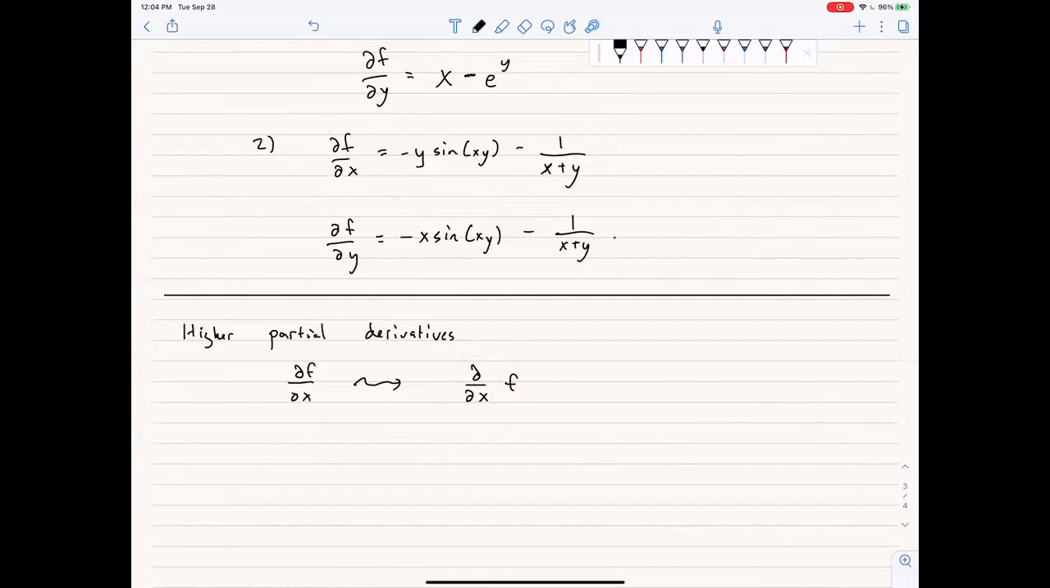When you write it that way, you'll get a better sense of the order. You start with a function and then you hit it with del del x, a first partial with respect to x. And if you do that once, you can do it twice. So now if I consider del squared f del y del x, what is that? By definition, we take del del y del del x.